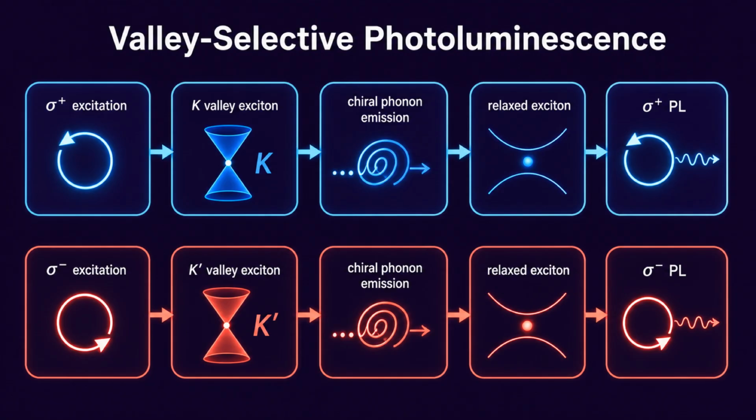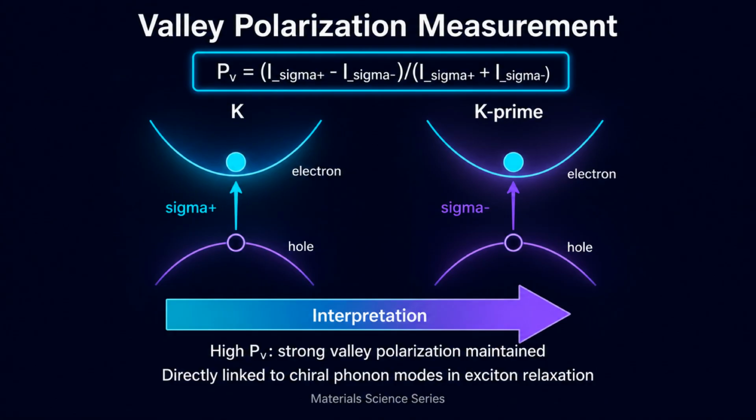Similarly, sigma minus excitation creates K' valley excitons that emit opposite chirality phonons and produce sigma minus PL. Valley polarization PV is defined as the difference of sigma plus and sigma minus photoluminescence intensities divided by their sum. A high PV value indicates strong valley polarization maintained throughout the optical process. The valley polarization is directly linked to the chiral phonon modes involved in exciton relaxation, making helicity-resolved PL a probe of valley phonon coupling.